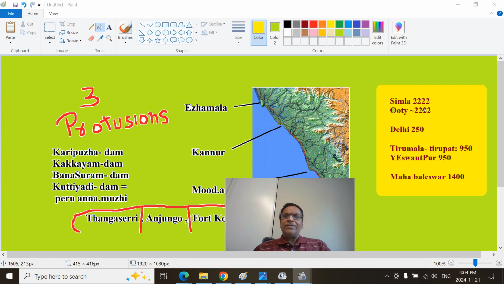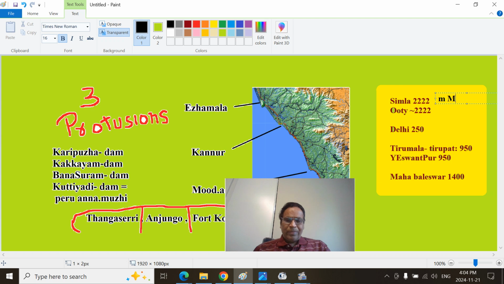Simla I have again made very simple, 22 hundred, and all these are meters. And Ooty, more or less the same. Again, I have rounded it so that it is easy for you to remember. Delhi, an average of 250 meters. Of course, Delhi ridge may be a few meters more.